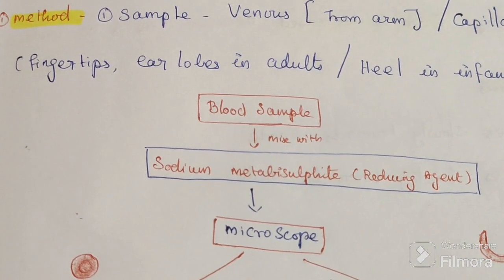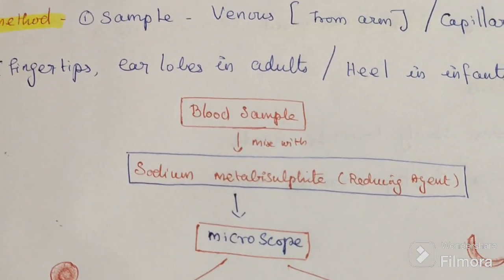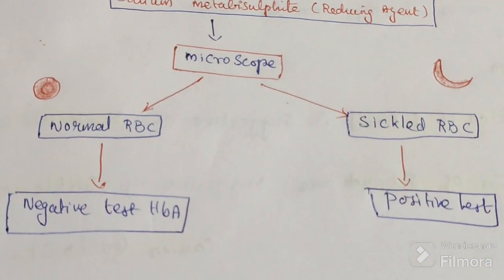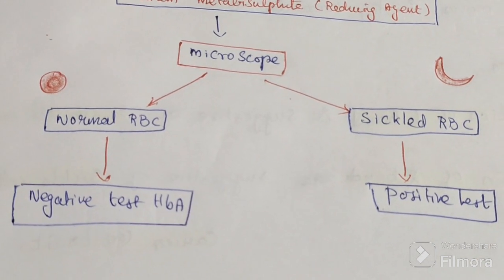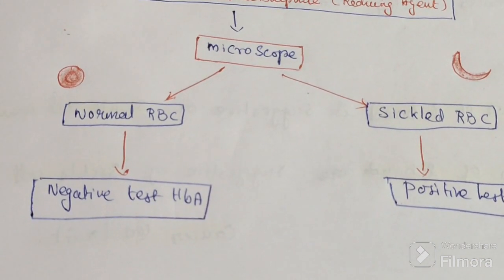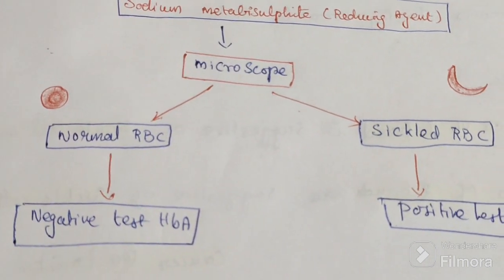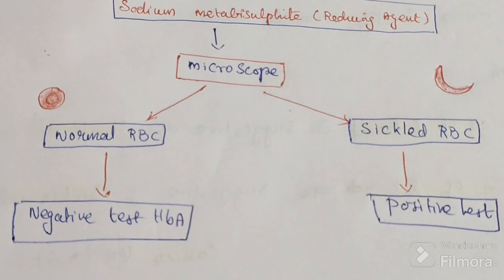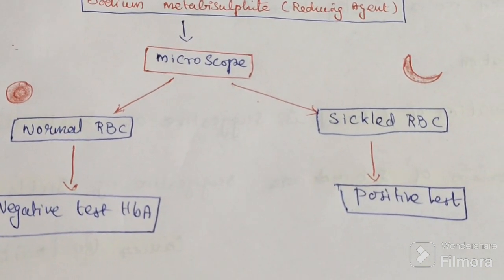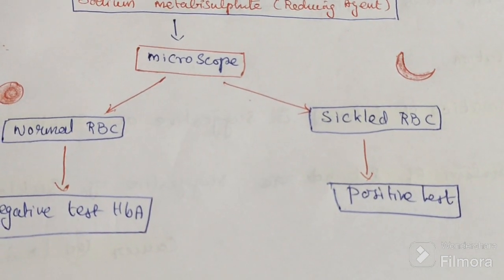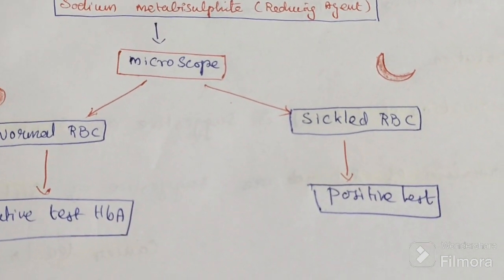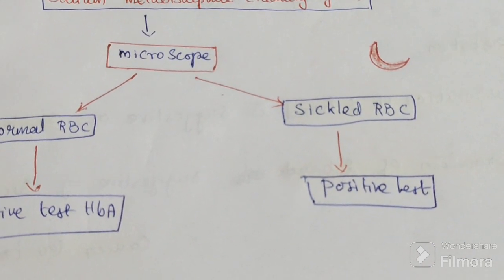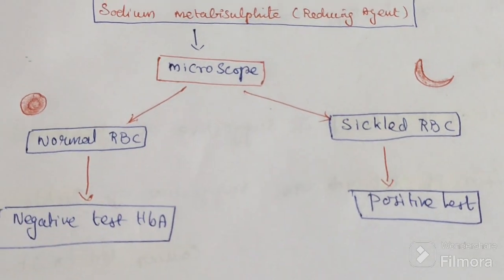So after adding sodium metabisulfite, prepare a peripheral blood smear and do microscopy. On microscope, if you still find the shape circular, the person is normal. Circular, that person is normal. If after adding sodium metabisulfite the shape changes to sickle shape, it is considered sickle cell anemia, and the test is positive. But this is only the screening test, by adding a reducing agent.